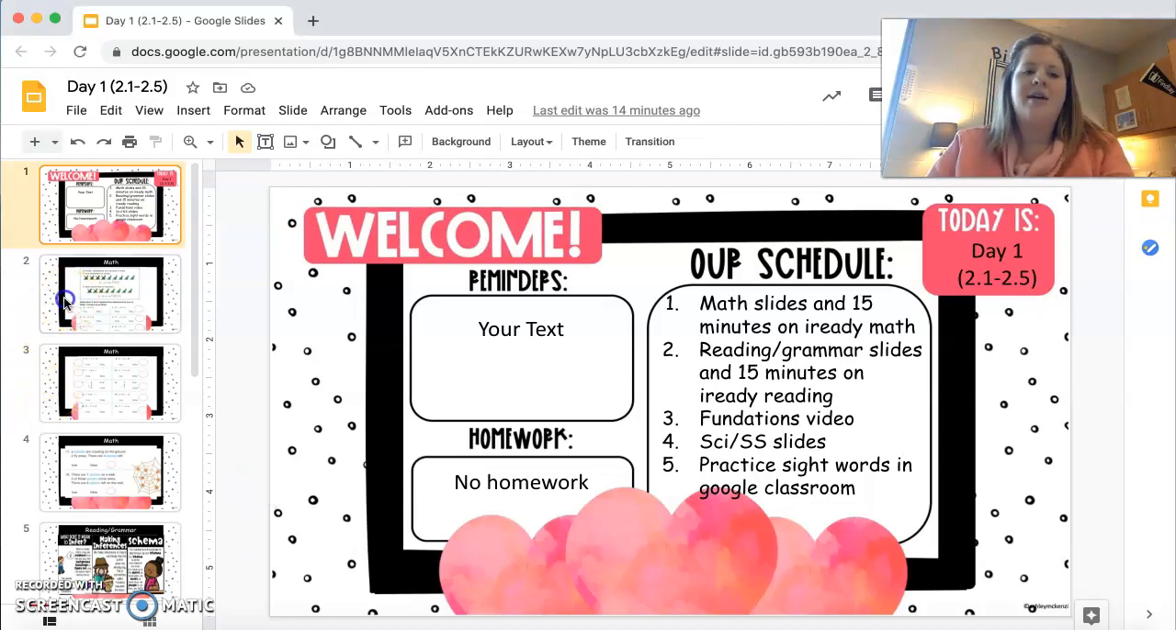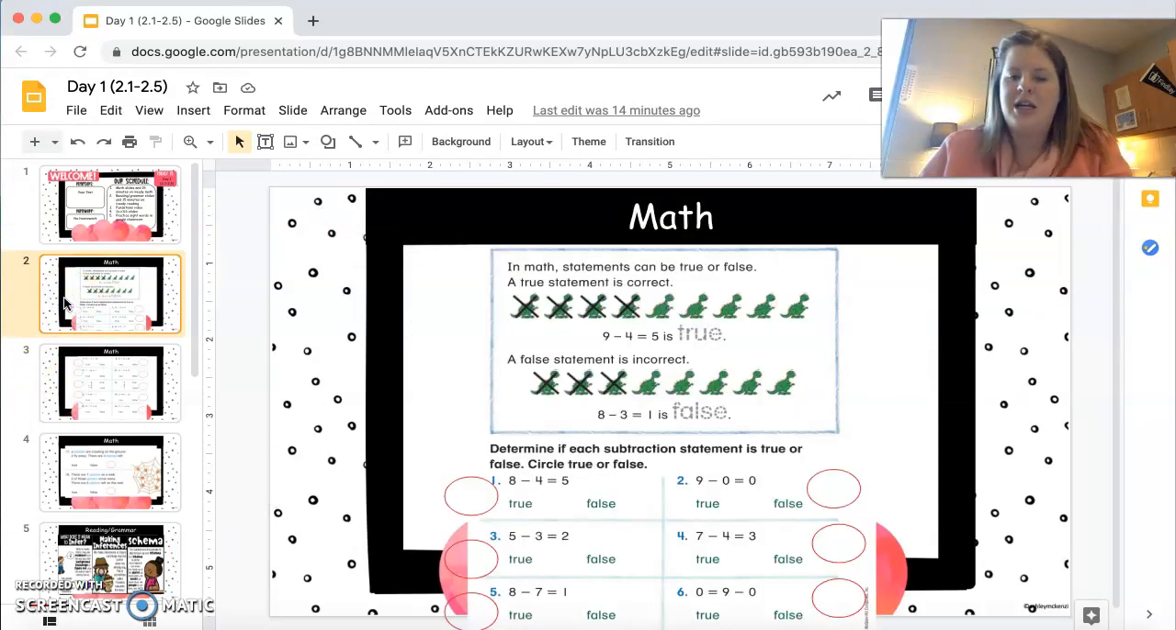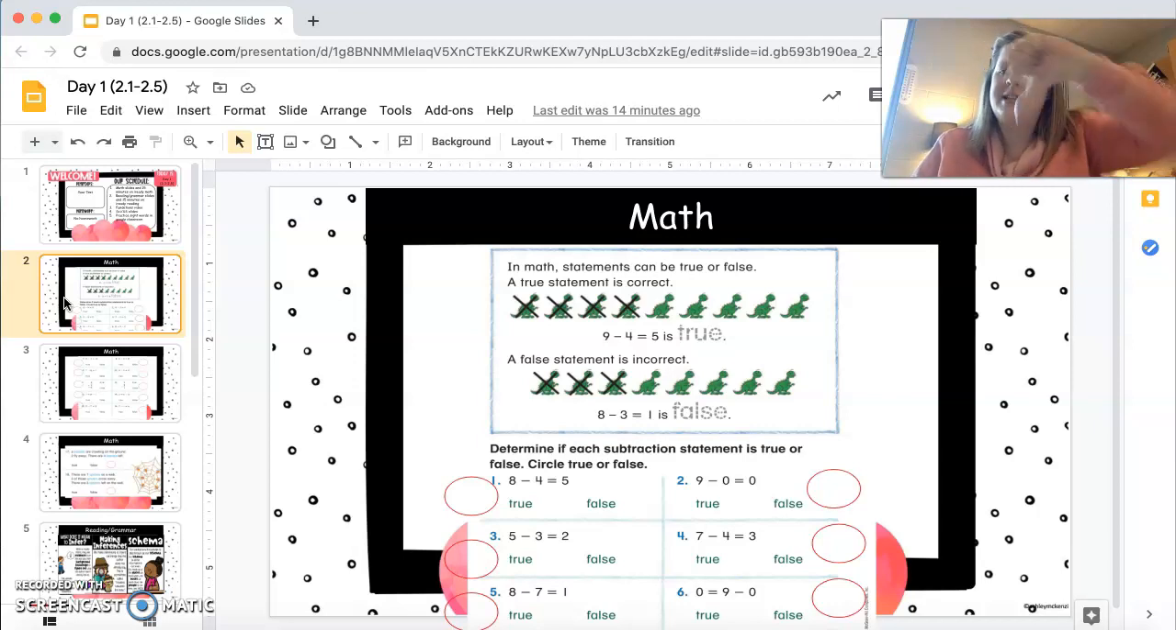Okay, for your math, we have been talking about subtraction, and we are finishing up this chapter and moving on to a new chapter next week, okay? So today we want to talk about true and false. So if something is true, that means it's correct, right? If something is false, it means it is not correct. When we did addition for our last chapter, we talked about true and false too. So true, again, means it's correct, and false means it is not correct, okay?